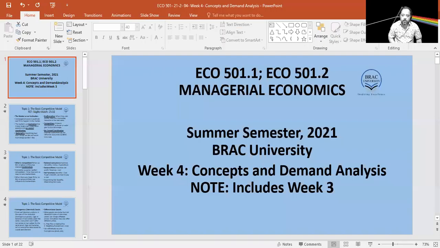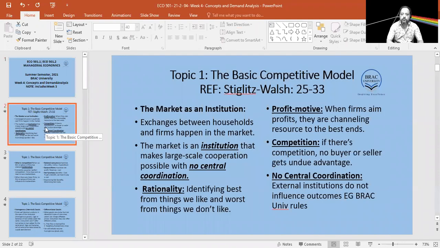So week 4, we are going to look at some basic concepts and demand analysis. Note, this includes week 3, as just mentioned before. The first part reference is Stiglitz and Walsh, pages 25 to 33. We start off with markets as an institution.